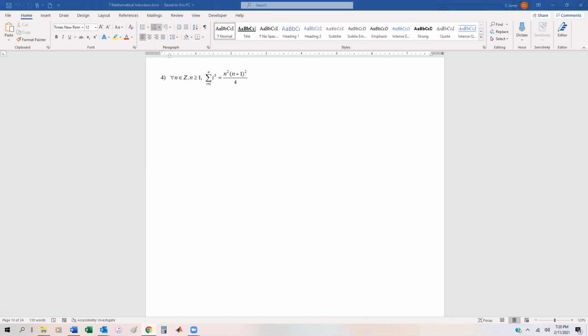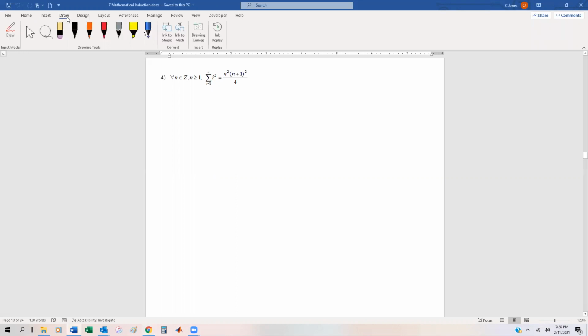And we're going to say that for all n in the integers, as long as n is greater than 1, the sum of i equals 1 to n of i cubed is n squared, (n plus 1) squared, divided by 4. First step, basis.